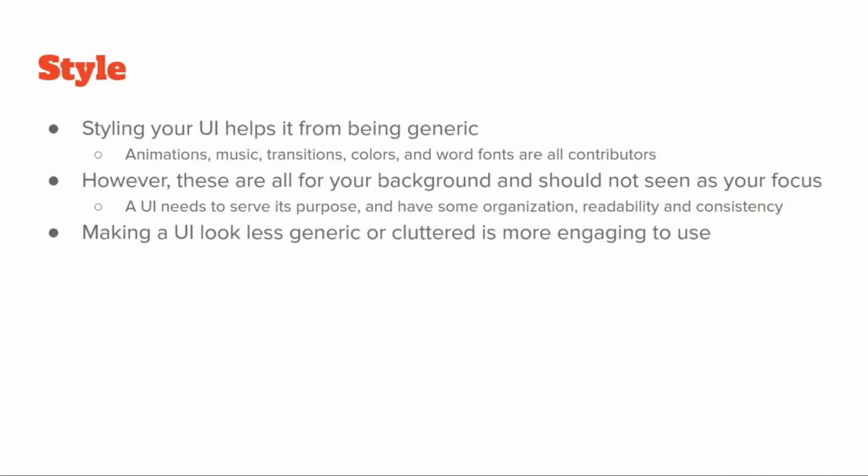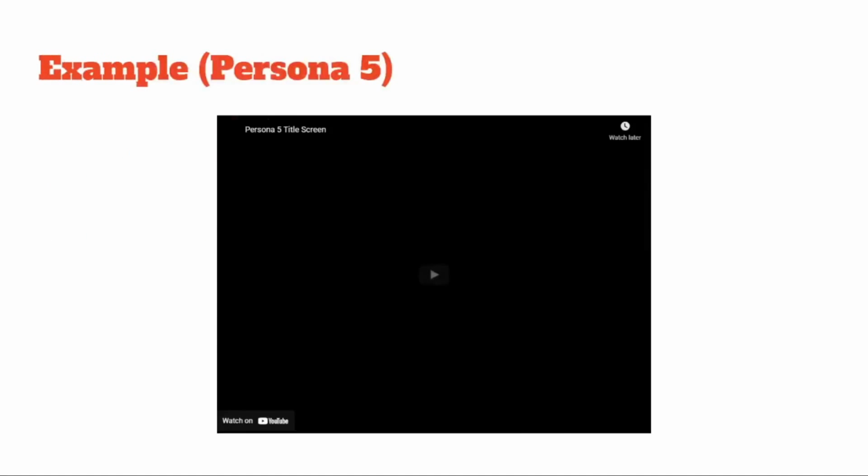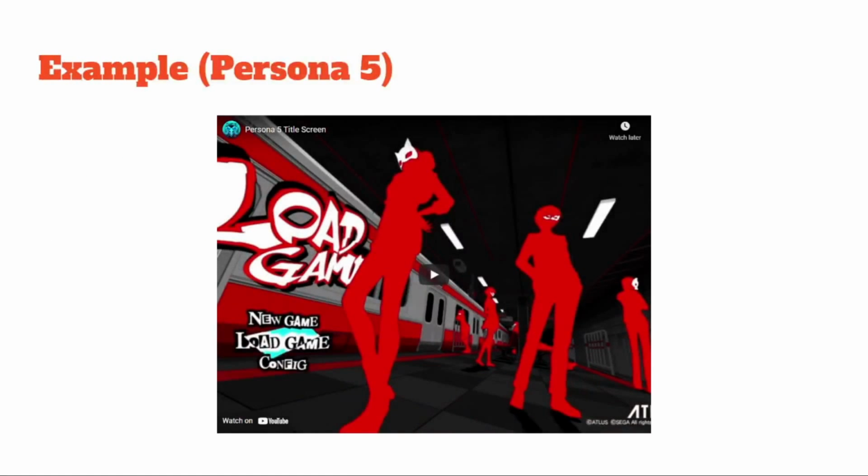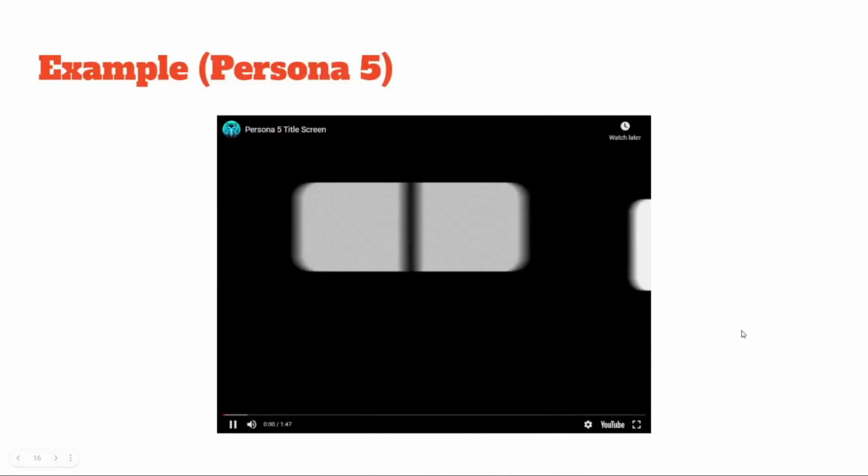Well, styling helps keep your UI from being generic. Animations, music, transitions, colors, and fonts help contribute to the style. However, these are all for your background and should not be seen as your focus. If you want to make your background look pretty, good, but don't expect navigation to be that easy if your entire menu list is in a very busy style and kind of blends with the background. Making a UI look less generic or cluttered is more engaging to use, and it also helps for emphasis and focus. Let's talk about Persona 5, because their main menu has done something very interesting.